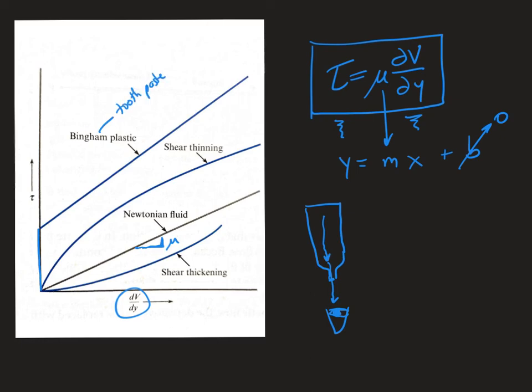Right here, you can see the slope is infinite. Basically, it has infinite viscosity until you get above a certain shear stress, and then all of a sudden it behaves just like a Newtonian fluid. Maybe it has a different slope because it has a different viscosity, but it's a linear relationship between the two. So toothpaste is a very good example.